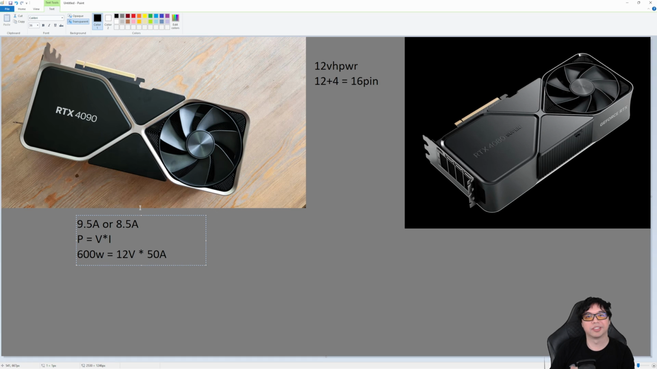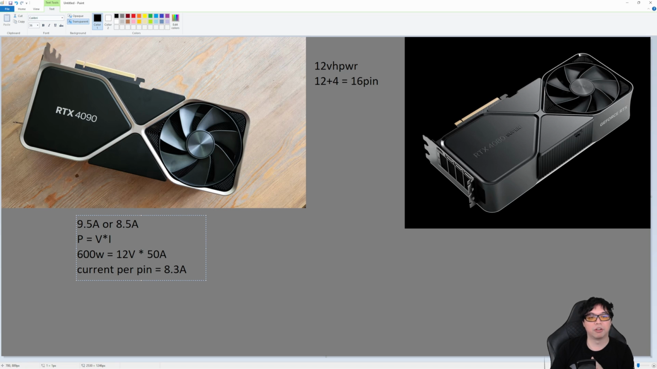The 12 pins, six of them are your 12 volt pins, and the other six are your ground pins. So only six of these will take the full 12 volts, which will carry the heavy current from the power supply into the graphics card. So if you want to figure out that number, you would take 50 amps and divide it by six. So if we do the current per pin, we would come out to 8.3 amps, somewhere around there. And that is the current draw at the limit of 600 watts, which is what the cable is rated for.